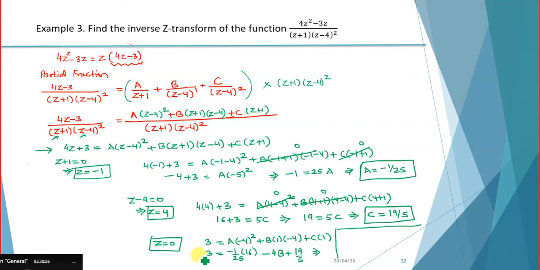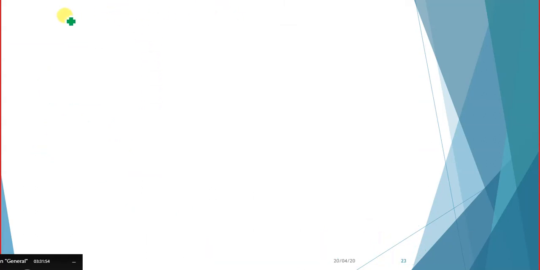We take 4b on this side and bring 3 on the other side. 4b equals minus 16 over 25 plus 19 over 5 minus 3. If you don't want to do the calculation in this way, you can even use the calculator. Okay. Let me go to another page. When we solve this, we will get 4 over 25. So we will get 4b is equal to 4 over 25, which gives you b as 1 over 25.